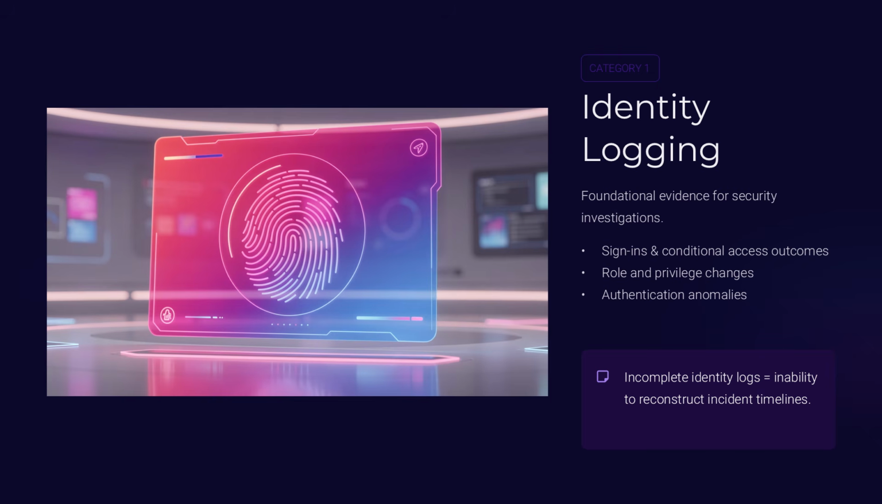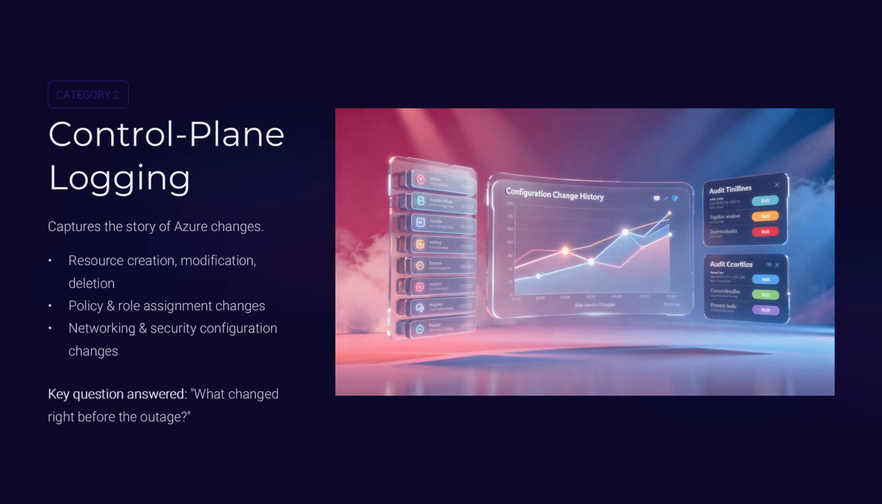If your identity logs are incomplete or retained for too short a period, you may not be able to reconstruct an incident timeline or prove policy enforcement. With identity covered, you now address control plane logging because this is where you capture governance reality.